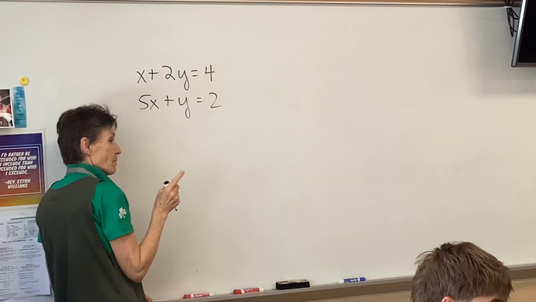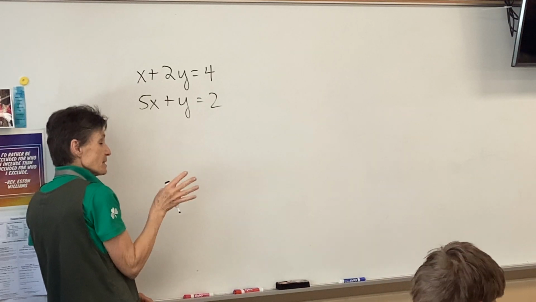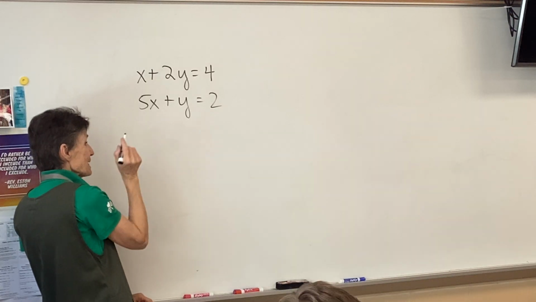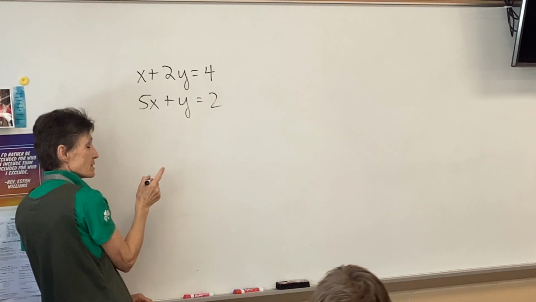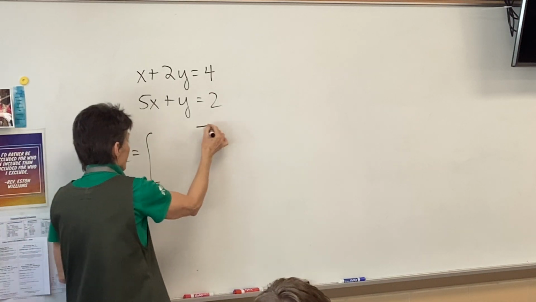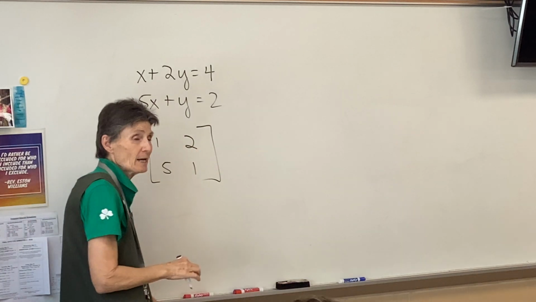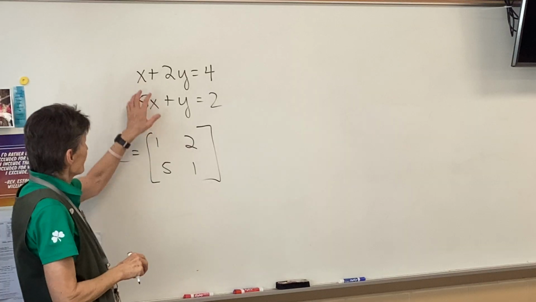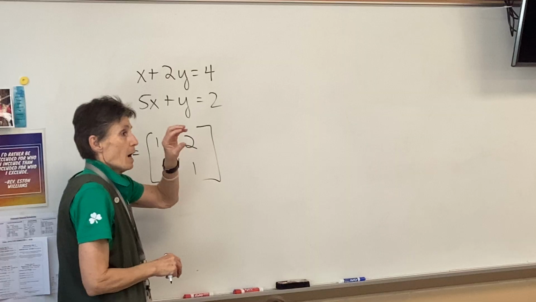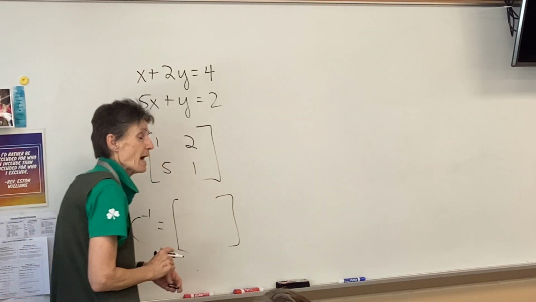So let's remember, this was in the homework, some of you did okay, some of you didn't. The first thing you have to do is find the inverse of the coefficient matrix. So I'm going to call it my coefficient matrix: 1, 2, 5, 1. Pay attention, you're going to have to do this. Here are the coefficients, just like the Cramer's rule. I'm going to find the inverse of that. I need the inverse of that.